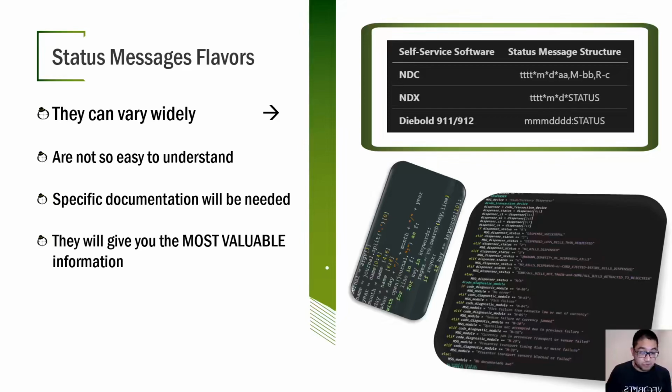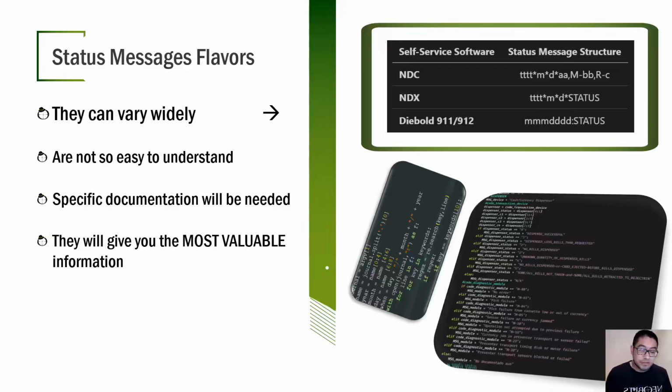But sometimes I have faced that when I have an incident, they tell me, oh, here you have the documentation of Diebold 911, 912, because this is my Wincor ATM and this Wincor ATM is using this. But when I check, the self-service software must be using that one, but it is using NDC instead. So the Diebold 911 documentation will not help me because the errors will be totally different from what the NDC will tell me.